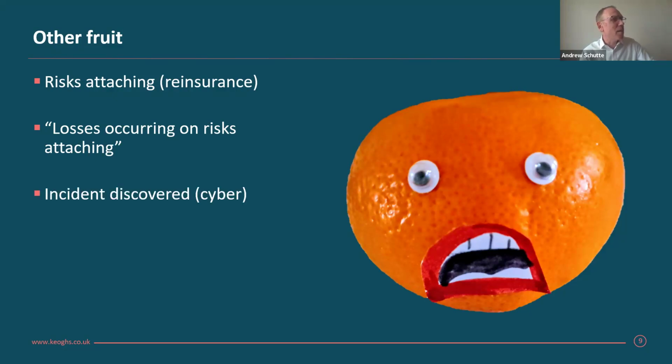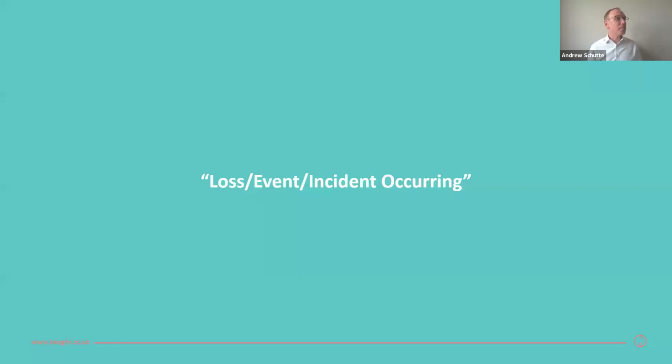And one that we see increasingly frequently, but it's a cyber thing really, is a discovery trigger. So the incident gets discovered, which is understandable in some ways for cyber cover. The reason we've still got the tangerine with an unhappy expression is because it can give rise to some evidential questions about when the discovery actually takes place. There are other variants out there, but it's not only apples and pears. There are other fruit, but we're going to focus on losses occurring and claims made, obviously.